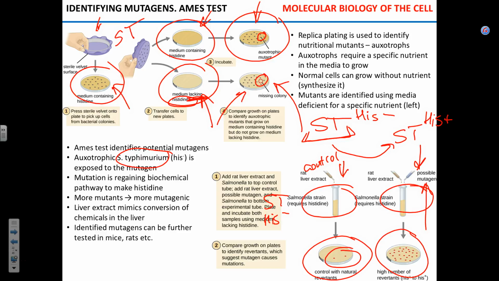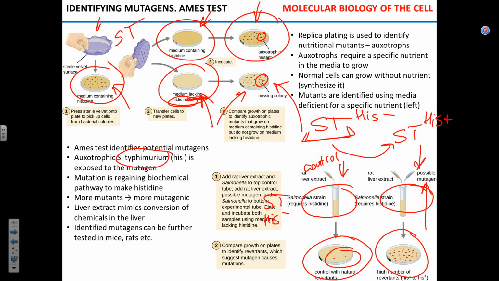Does that make sense? Does it? Okay, good. Because that's the main important point here. Okay? So this is how you test for the ability of a certain chemical.